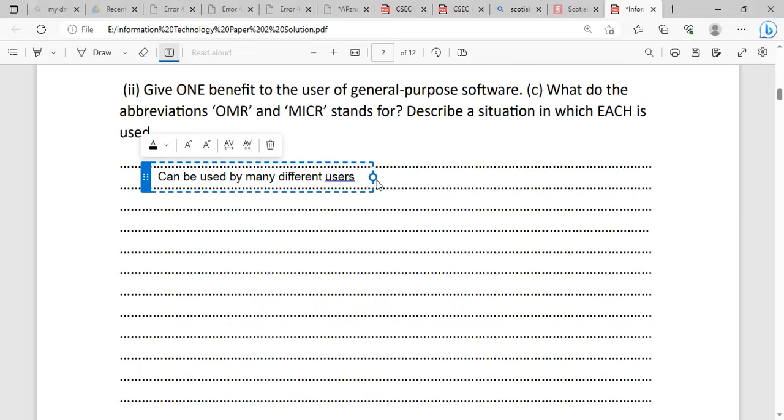And going back to the KFC example, McDonald's cannot use the KFC system, because it's built specifically for KFC. All right, so this will be 2. Let's look at the next one now.